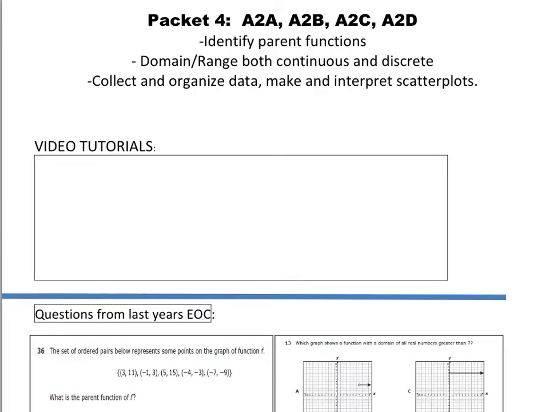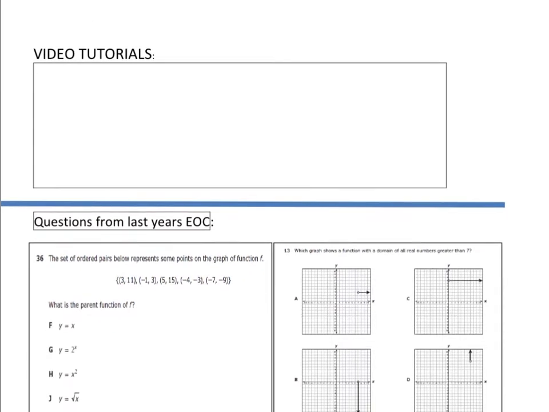For packet 4, its standards A2A, A2B, A2C, and A2D. And we're going to be identifying parent functions, we're going to be doing domain and range for both continuous and discrete, and we're collecting and organizing data and interpreting scatter plots. So this one's got a lot in there.